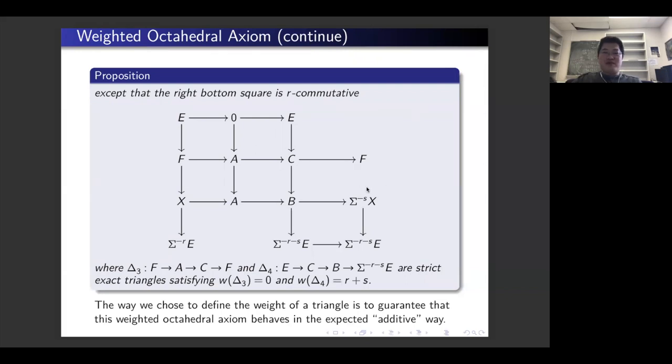I'm not going to prove this. The proof is, I think, long. One thing to be careful about is that this is a very weird diagram. The bottom one is not completely commutative. The very bottom one is commutative only if you shift by level shift R. So this composition is not the same as this composition unless you shift further by R. But the good thing is that the weight is a sum.